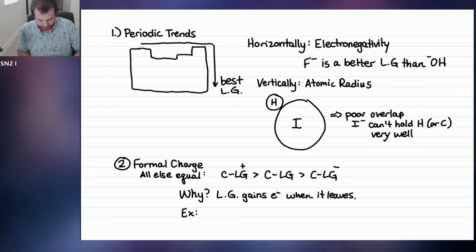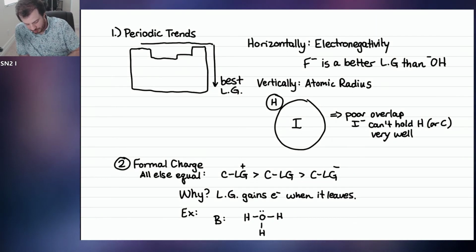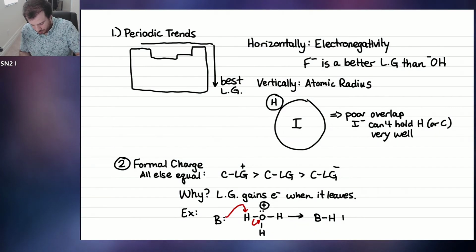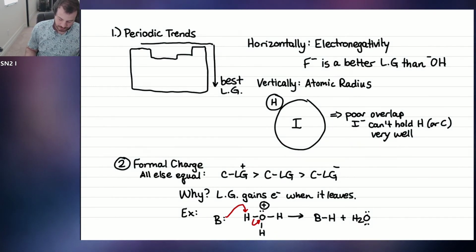For example, let's just look at an acid-base reaction as an example. In this case, the base is going to grab the H of the hydronium, and the leaving group has a positive charge. The atom that's leaving has a positive charge. It makes it a pretty good leaving group because when it leaves, it becomes neutral, which is nice. So formal charge can impact leaving group strength.